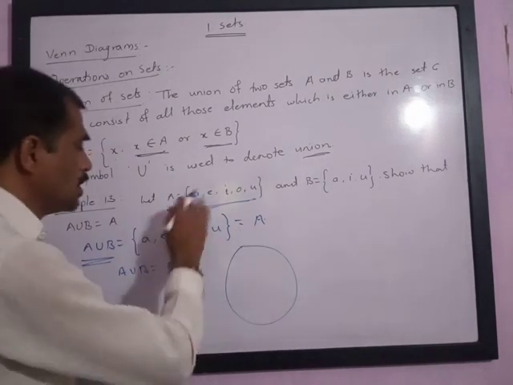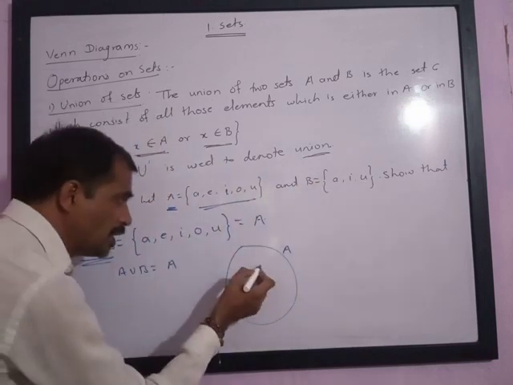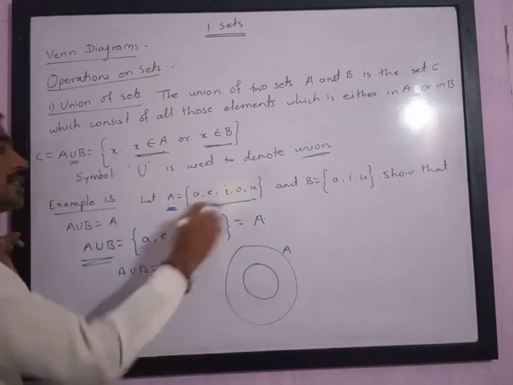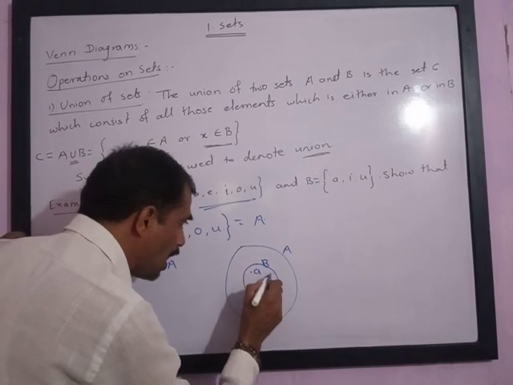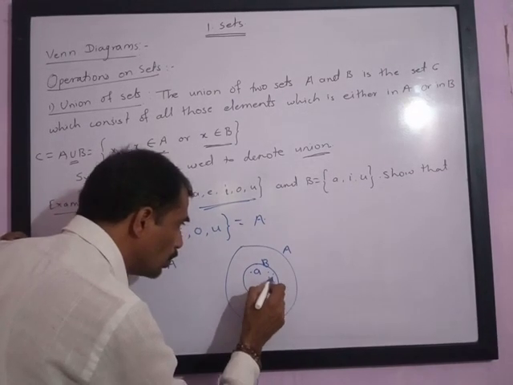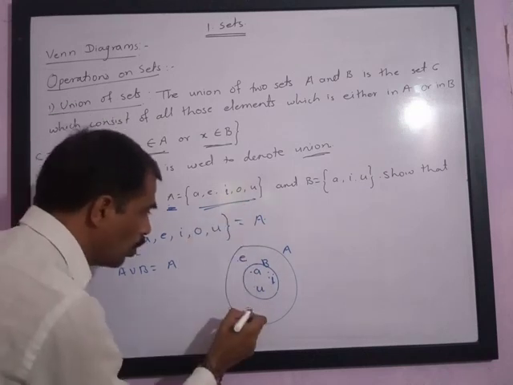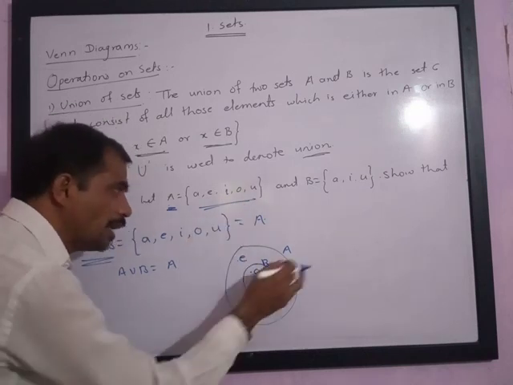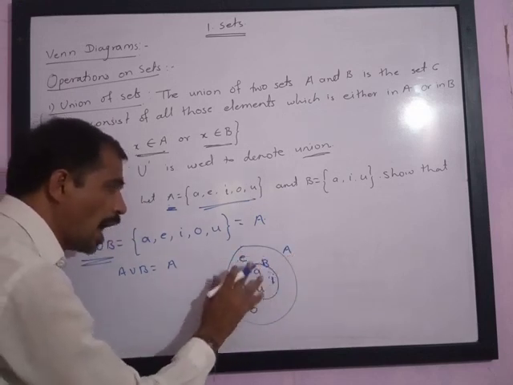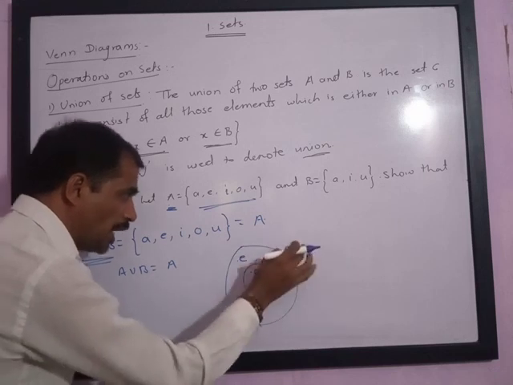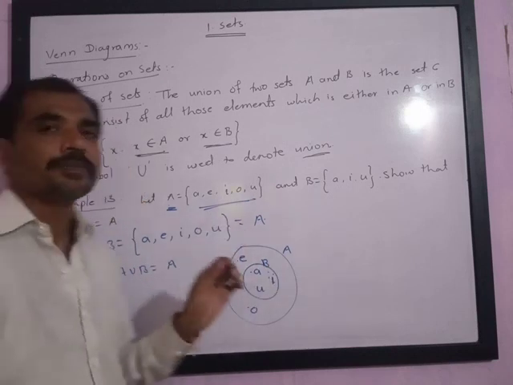This is set A and B. All the elements of B are in A. It means set B lies completely inside the set A. So this is set B and all the elements are A, I, U. And this is E and O. Please note, E and O are the elements of only set A, and A, E, I, O, U are the total elements of A, and A, I, U are the elements of only set B.